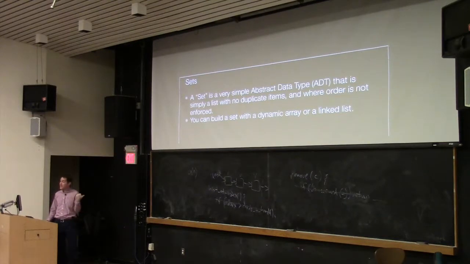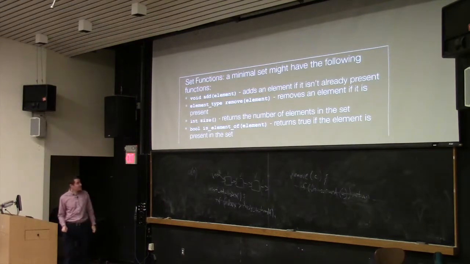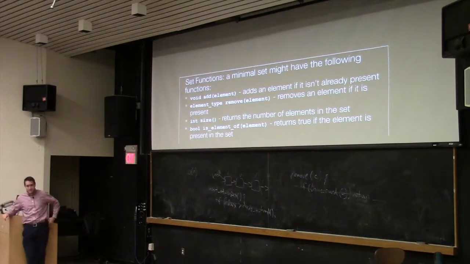Because it's an abstract data type, you can build a set with a dynamic array or a linked list. Doesn't really matter. Here's some of the functions that are in a set. You've got the add function, which basically puts it into the set. Nothing weird about that. Adds an element if it isn't already present. When I say that, you should start thinking about how do I know if it's already present? Oh, I better look through the whole list. So these aren't necessarily the most efficient functions in the world, right?